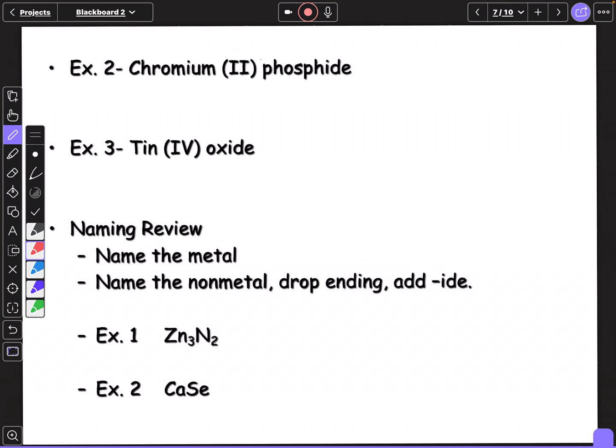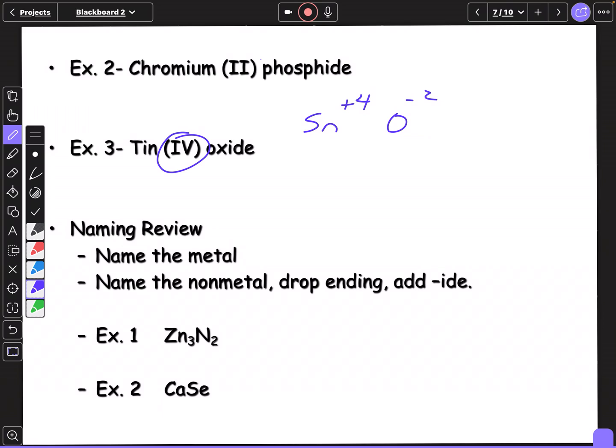Okay, next, tin 4 oxide. So if I look up tin, I look up its symbol on the periodic table, it is Sn. It's telling me in the name, since it's a transition metal and it can form more than one oxidation number, that it's a +4. That's what IV means. Oxygen is a -2.